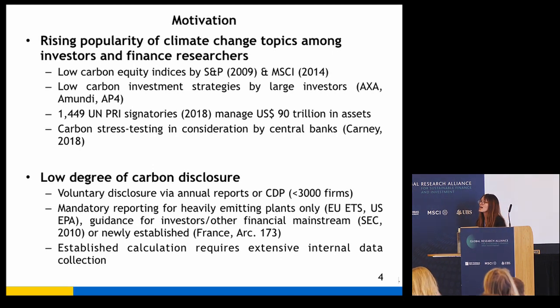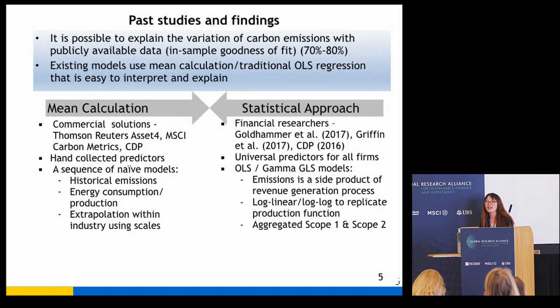So with that, what we did is that we scanned through the literature. And it is no surprise, we actually found very few literature on the prediction of carbon emission at firm level. There are actually two strands of literature. One comes from commercial data providers like MSCI or Thomson Reuters ASSET4 or the CDP project. And then another one comes from financial researchers, that is Griffin et al. and Goldhammer et al. And all of these papers are published in finance and economics journals.